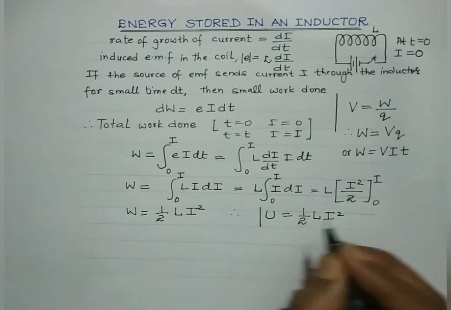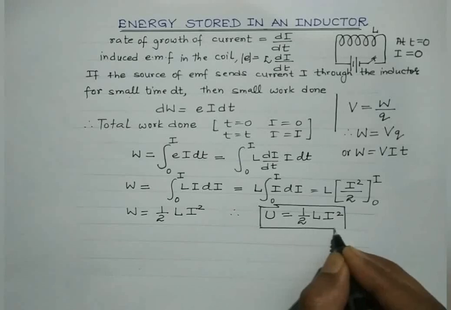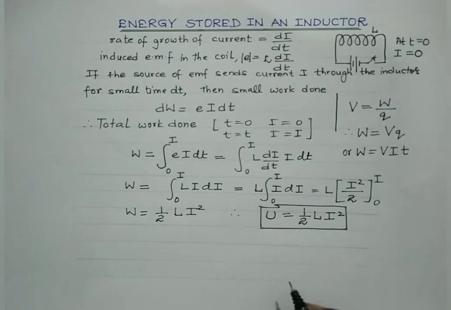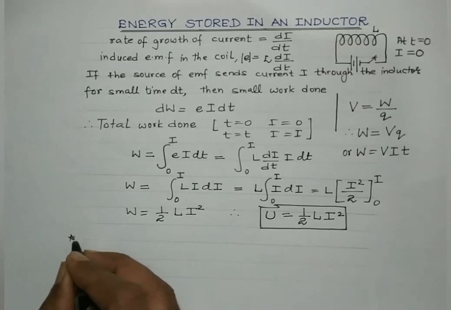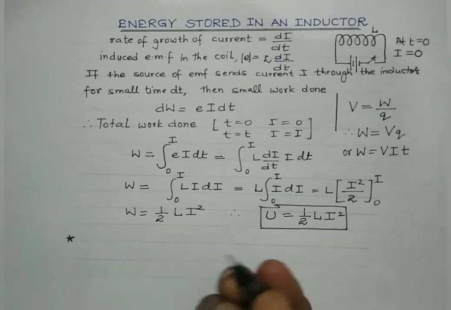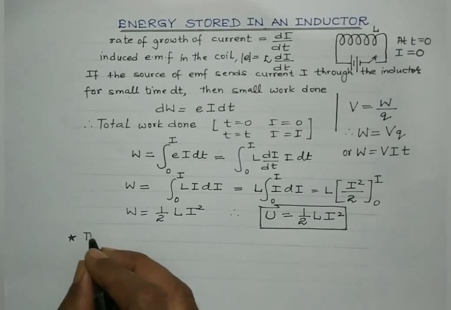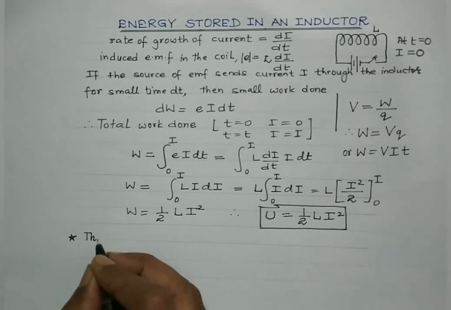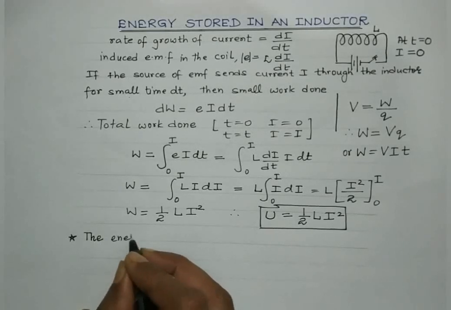This is a very, very important formula. This is the expression for the energy stored in an inductor. Now students, some very, very important points to be noted down. First is, as I pointed out, the energy is stored in the inductor at the expense of the energy of the source of EMF. This is perfectly in accordance with the work energy theorem or the law of conservation of energy.